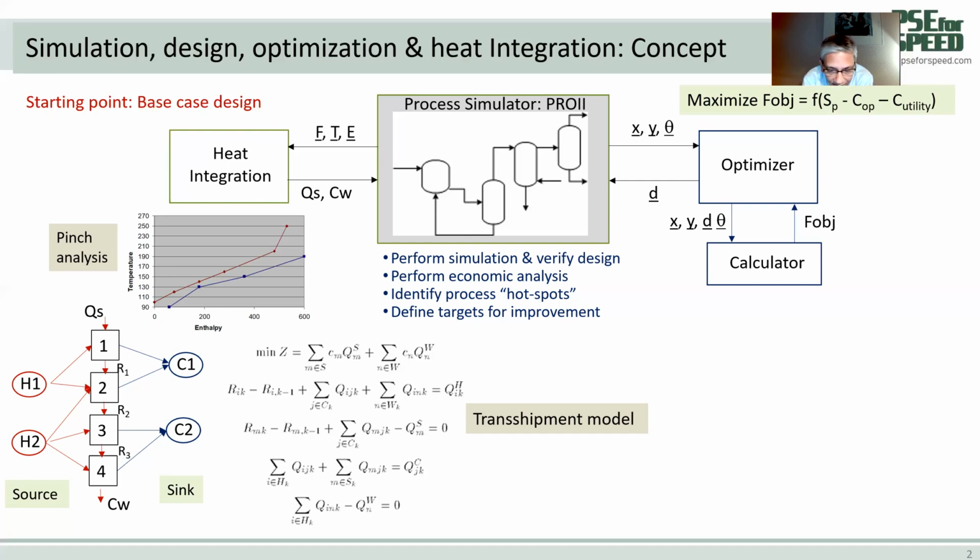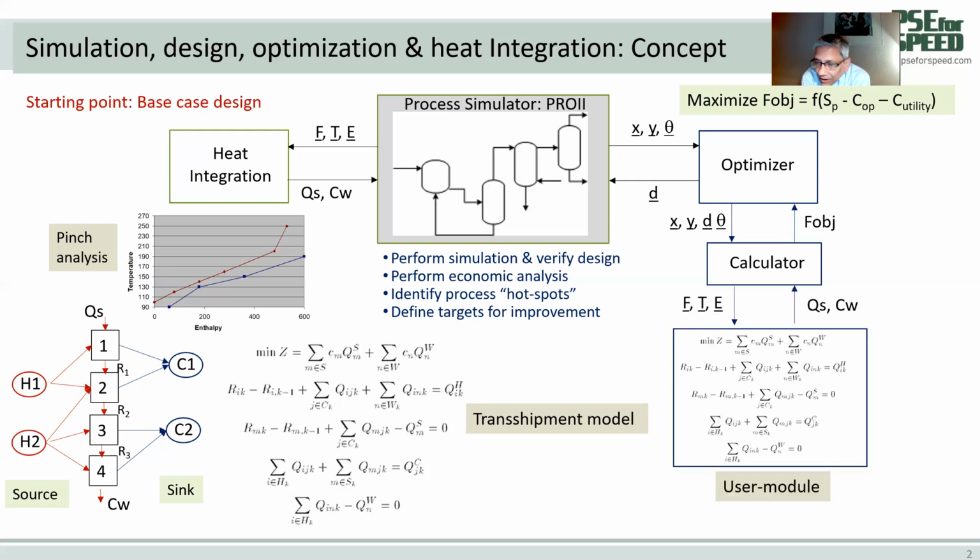And in most cases, it is done sequentially, that you simulate, optimize, and then use the optimized values to do the heat integration. But can we put this in a more systematic and efficient way? And that would be that we add the transshipment model to the calculator. So every time the optimizer needs to calculate the objective function, it already has the values from the simulator that it needs for the flow rate, temperature, energy, and other variables that may be needed. So it can actually solve the transshipment model and pass on the utility values into the objective function.